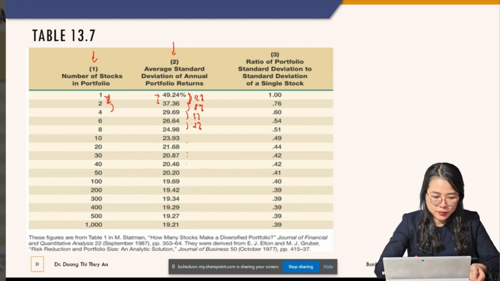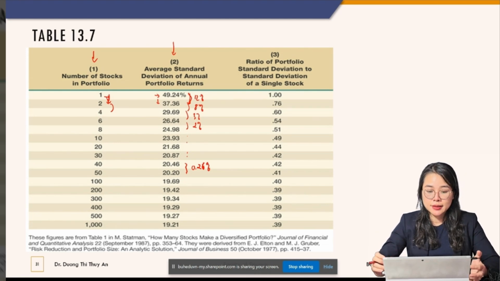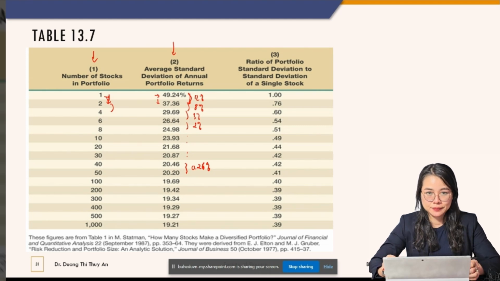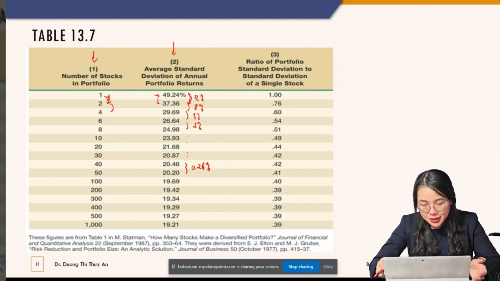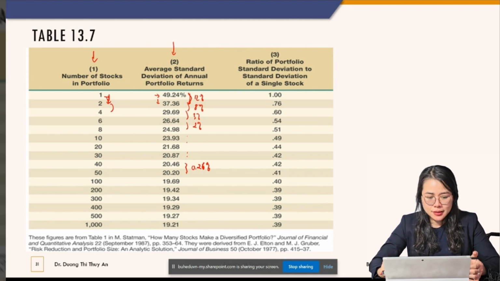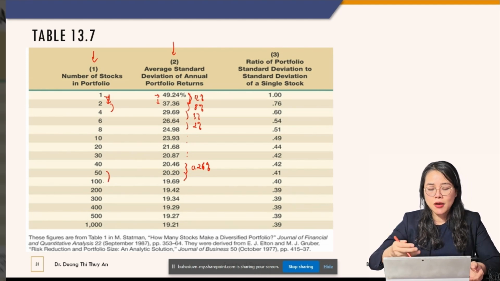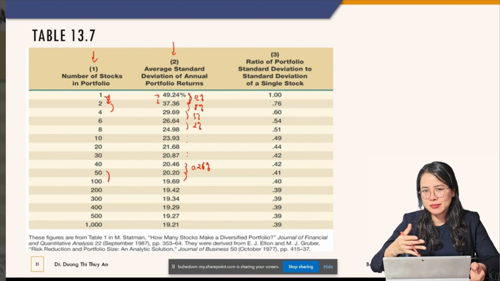And from here to here, 0.86%. You see, the speed of decreasing is not constant; the speed of decreasing is decreasing. And then finally, when you double from 50 to 100, the risk of the portfolio also decreases, but not as much as before.